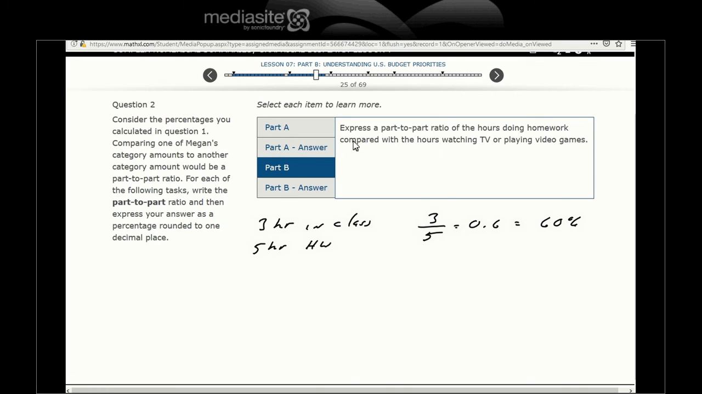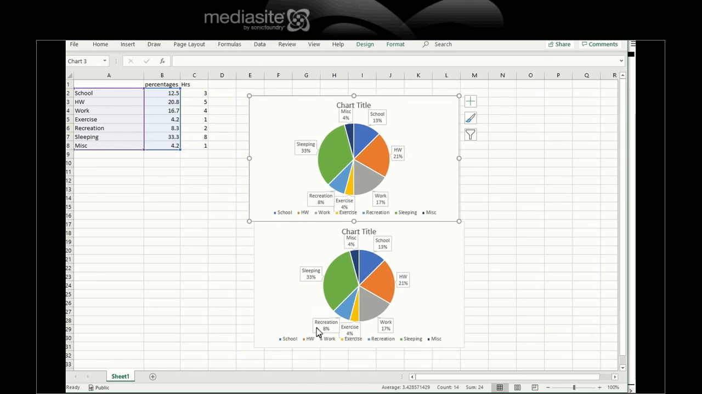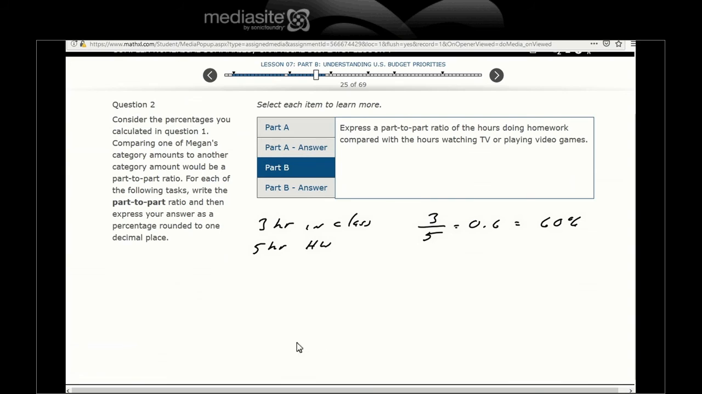Part-to-part of the hours doing homework compared to the hours watching TV or playing video games. TV and video games, that's recreation, that was 2 hours. So part-to-part ratio of homework to TV. That's 3/2 or 1.5 or 150%. Boom, boom.